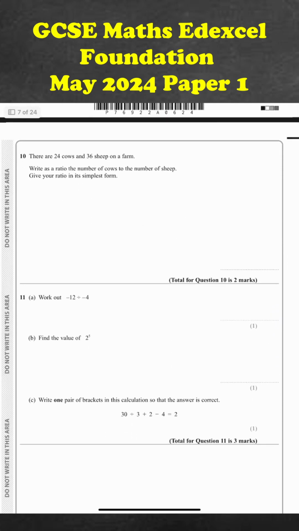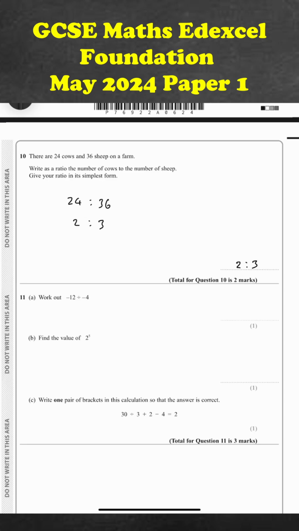Question number 10. There are 24 cows and 36 sheep on a farm. Write as a ratio the number of cows to the number of sheep. Give your ratio in its simplest form. 24 to 36 is the ratio, but we can divide through by 12 here. So we get 2 to 3, and 2 and 3 are both prime. So that is the simplest form.